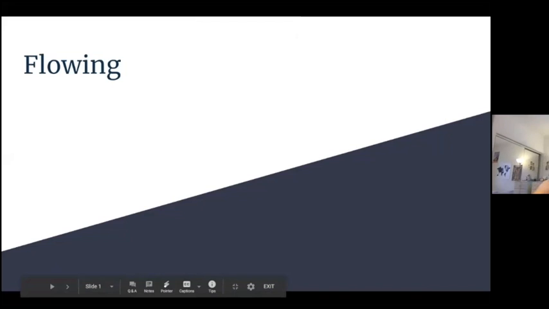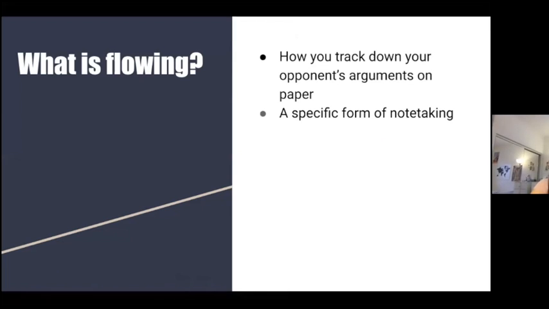Okay, cool. So flowing. So what is flowing, right? Flowing is a very specific method that we use to track down your opponent's arguments as well as your own arguments on paper. So it's a very specific form of note-taking that we use mainly in debate.